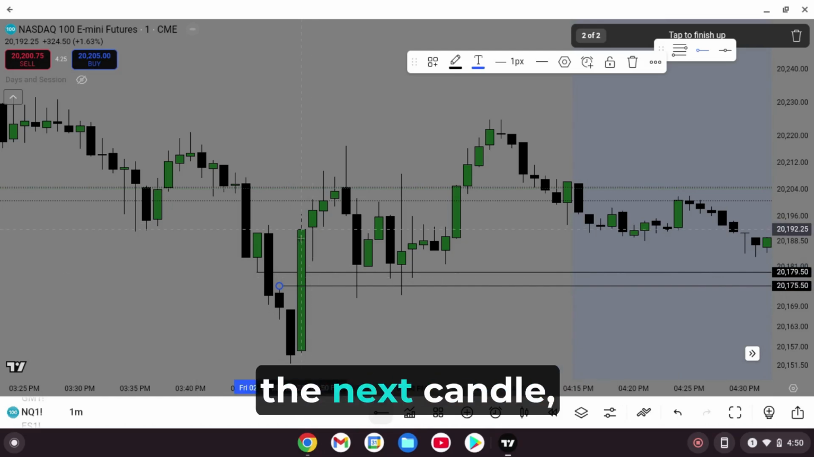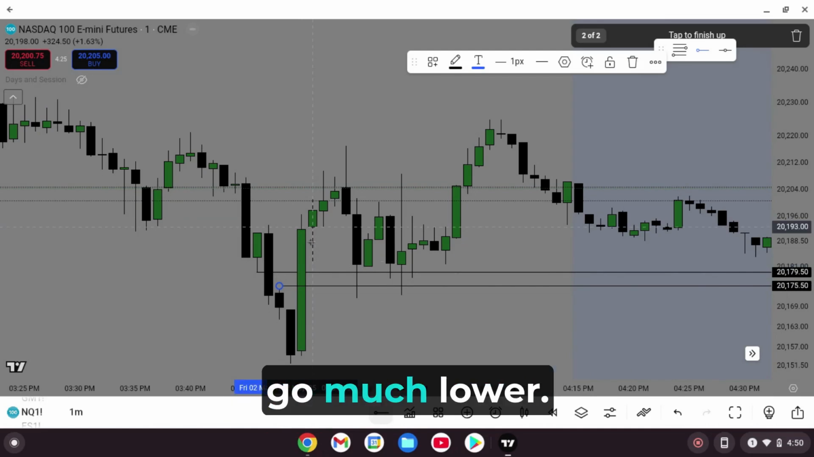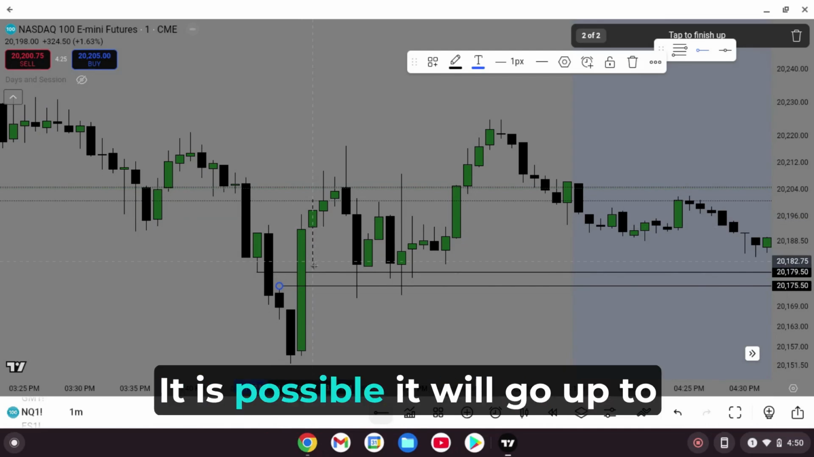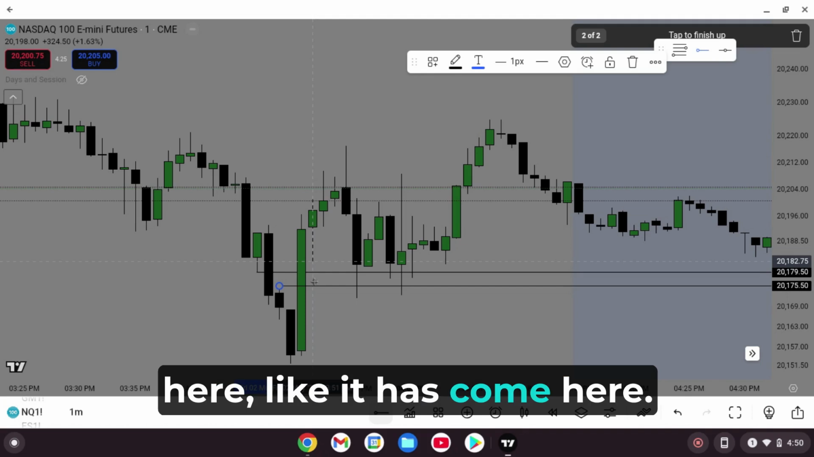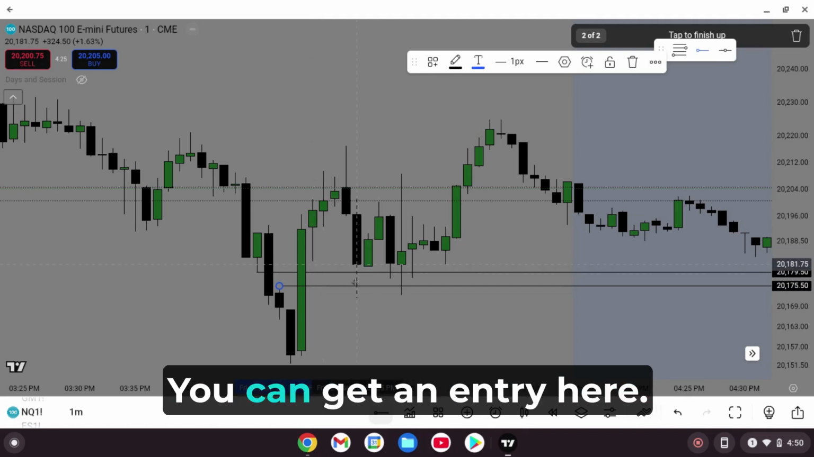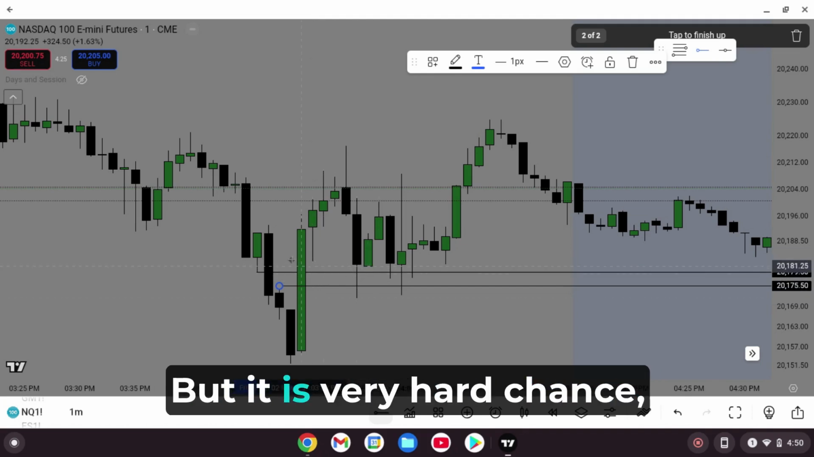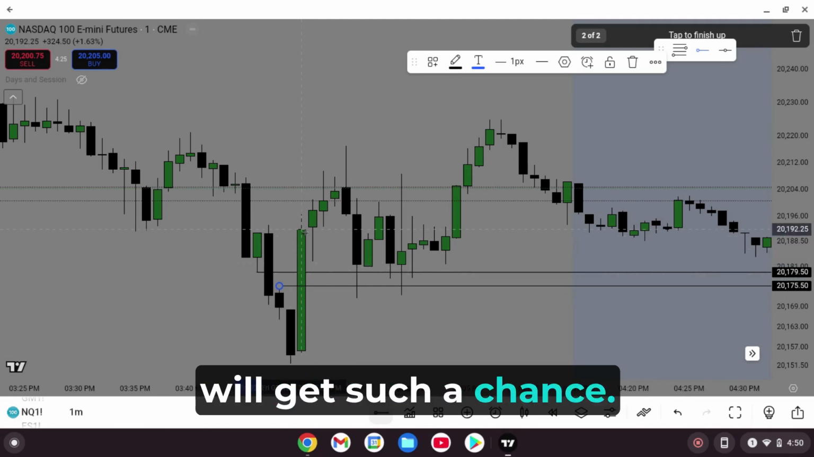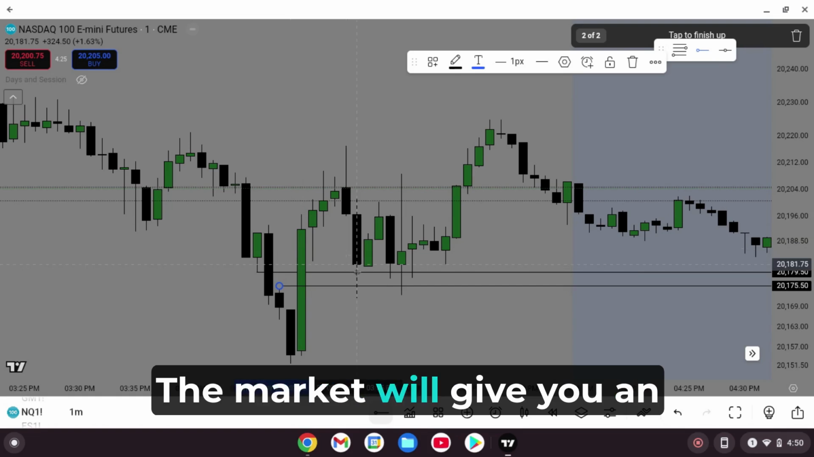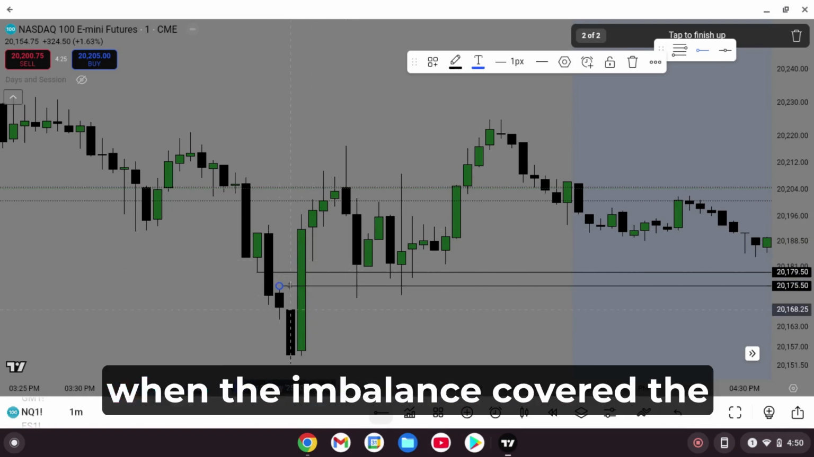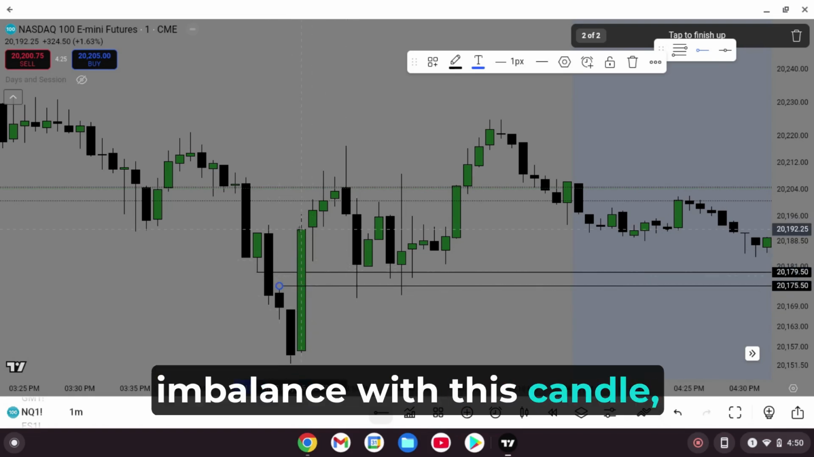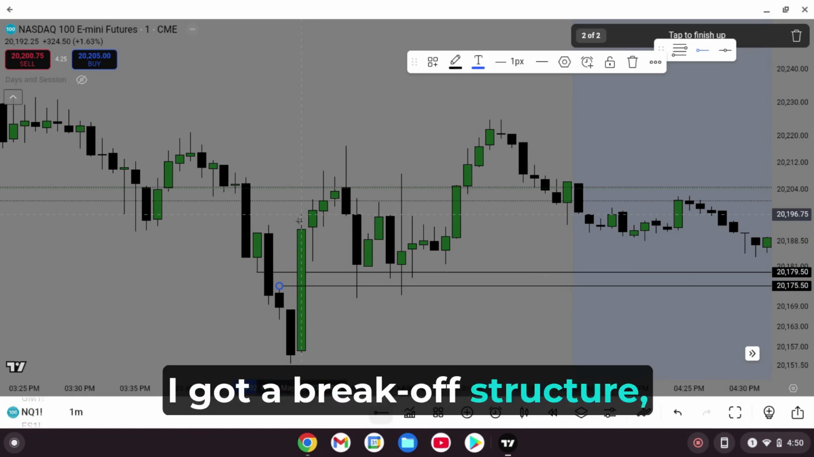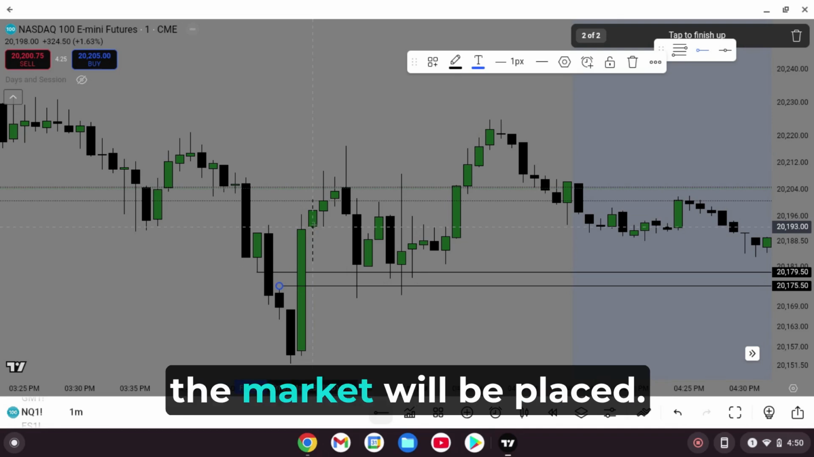You will enter in the next candle, that candle will not go much lower. It is possible it will go up to here, like it has come here. You can get an entry here, but it is a very hard chance, you will hardly get such a chance. The market will give you an entry here again. So when the imbalance covered the imbalance with this candle, I got a break of structure, and the next third candle of the market will be placed.